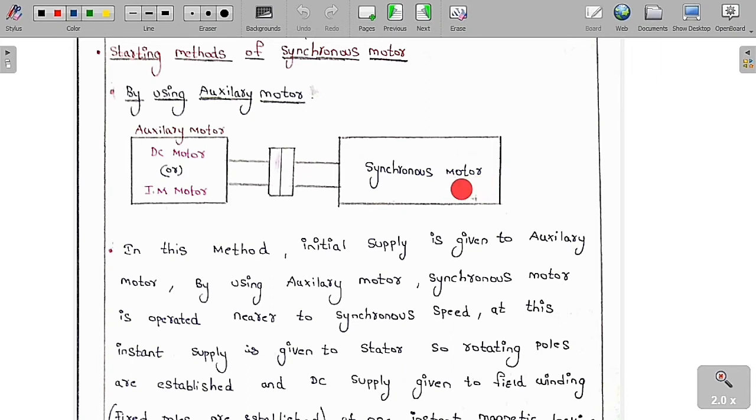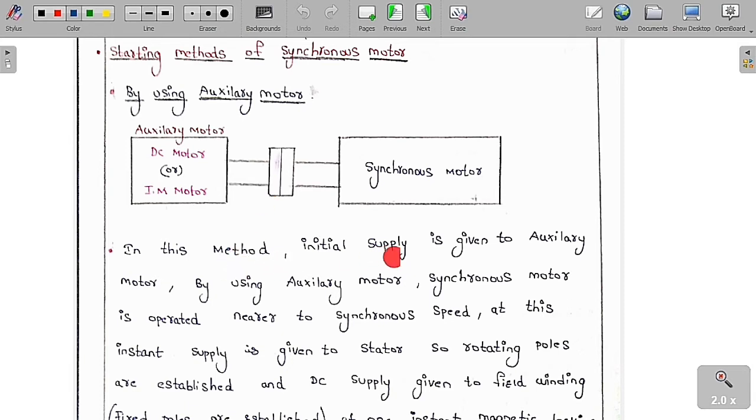Then we remove it, and the motor gets going on its own. So listen carefully. Whenever you give three-phase supply to the stator and DC supply to the rotor, it is not going to rotate initially. We have to give an extra, initial movement from this auxiliary motor. An auxiliary motor can be a DC motor or an induction motor, it can be any type. It gives an initial amount of rotation. After that, we remove this auxiliary motor, and then it rotates on its own. So this is called the initiation.